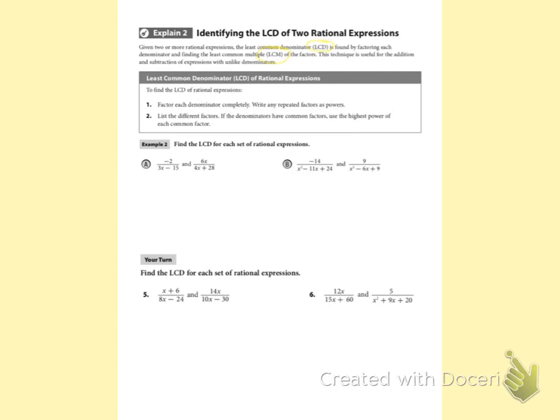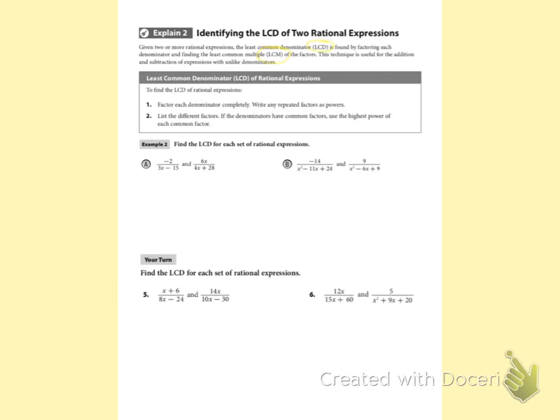So basically these are the two steps to find the LCD of rational expressions. We're going to factor each denominator completely and write any repeated factors as powers. We're going to list the different factors. If the denominators have common factors, use the highest power of each common factor. So these are the steps we're going to take. And so let's take a look at an example.